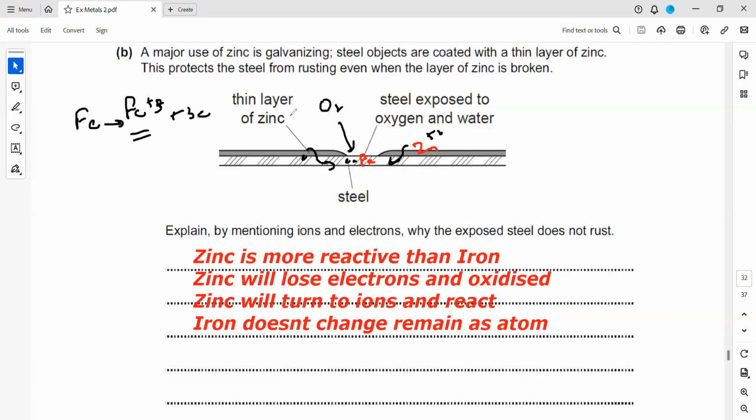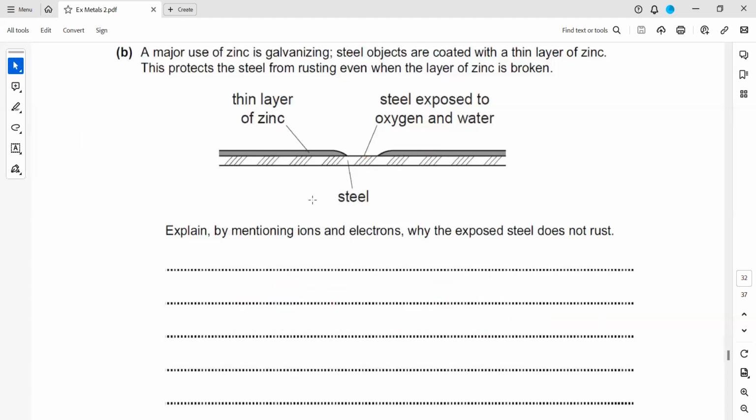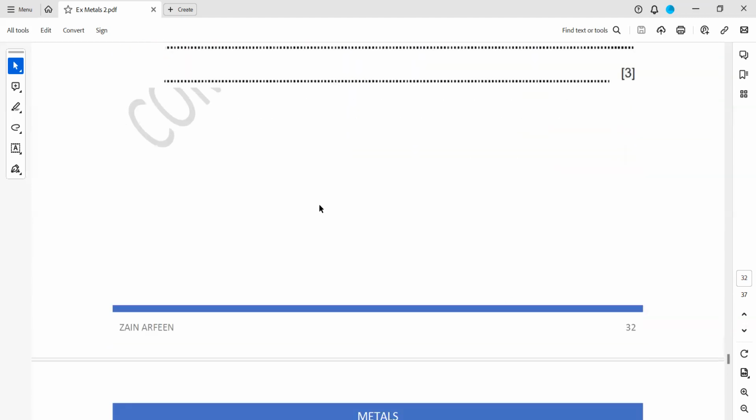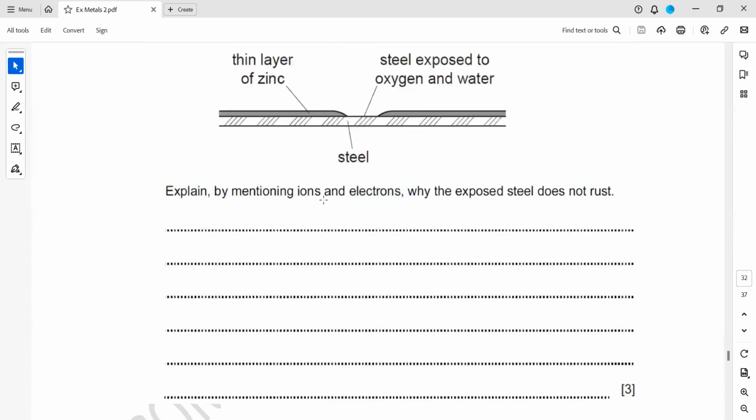So zinc is more reactive than iron or steel, you can say. Zinc will lose electrons and oxidize and will turn into zinc ions and react. And iron does not change, it remains as an atom. Or you can also say electrons transfer from the zinc surface to the iron surface, which prevents iron from losing electrons, or oxidation. So always for a structured answer to a 3 or 4 mark question, you will mention the same points.